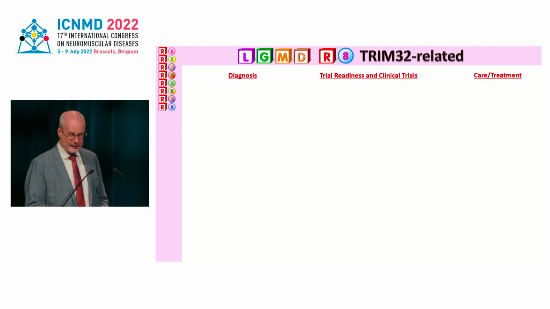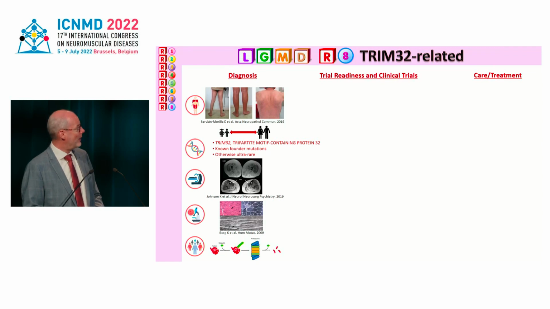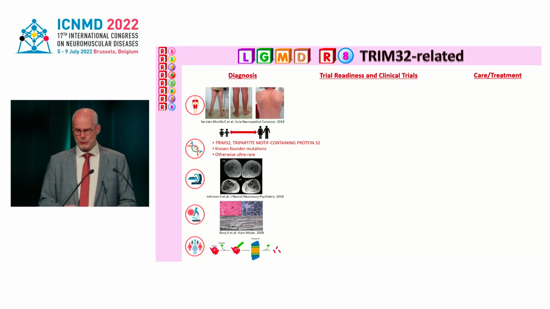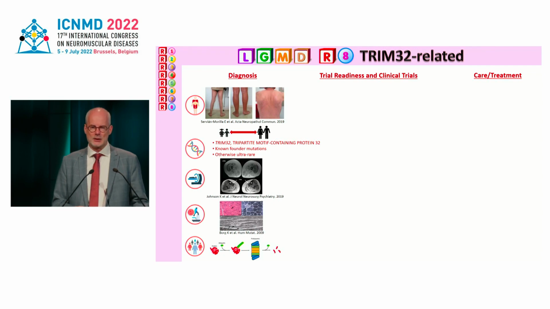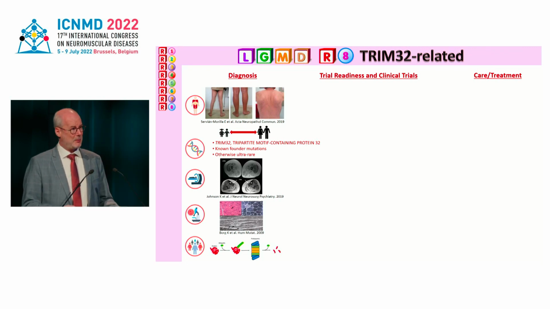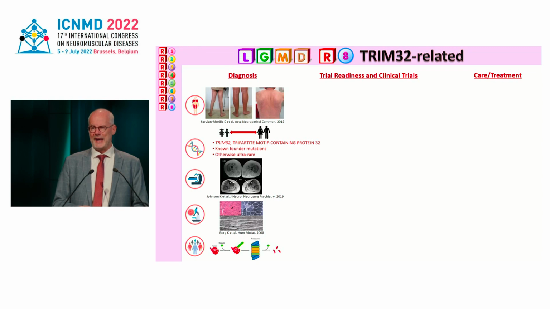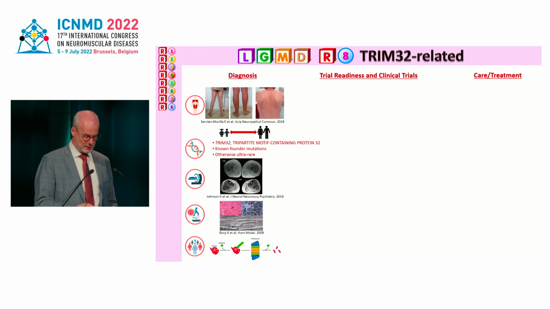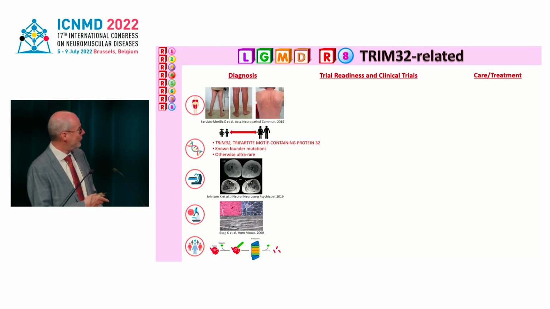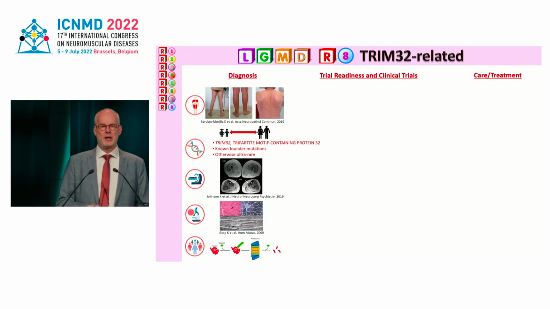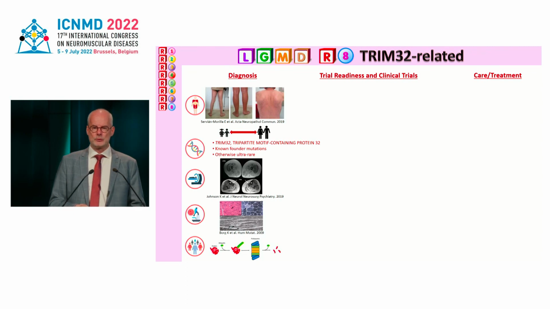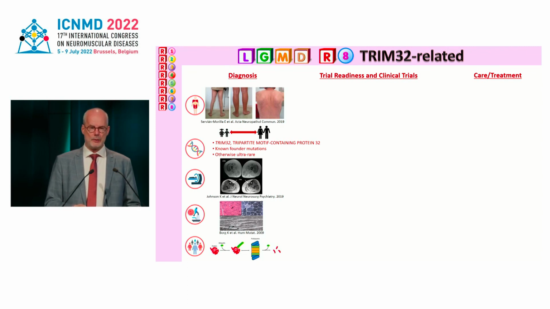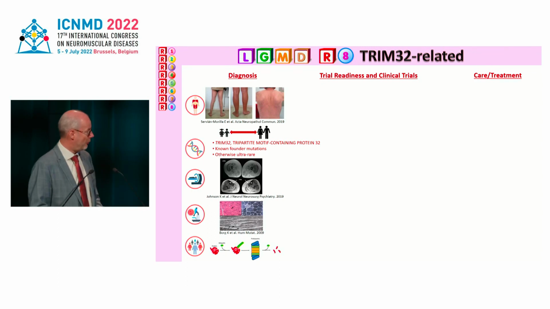Now, TRIM32, or R8, is also an interesting one because for many years there was one founder mutation in the Manitoba Hutterites in Canada, and it took about 15 years and an additional 7 cases were reported outside the Hutterites. So outside the founder mutation, it's extremely rare. TRIM32 is a tripartite motif-containing protein. It is an E3 ubiquitin ligase, so it's involved in the ubiquitin proteasome pathway for the degradation of proteins.